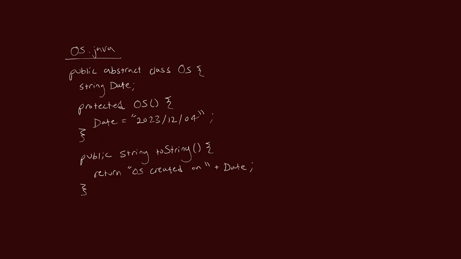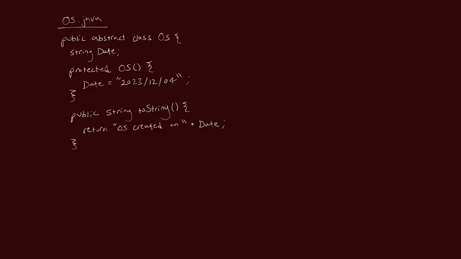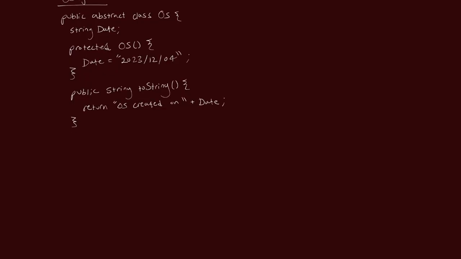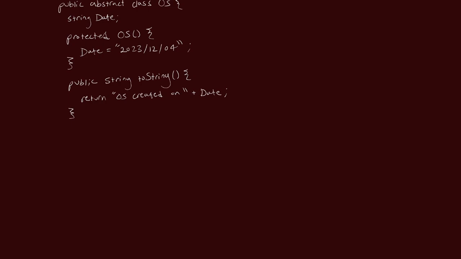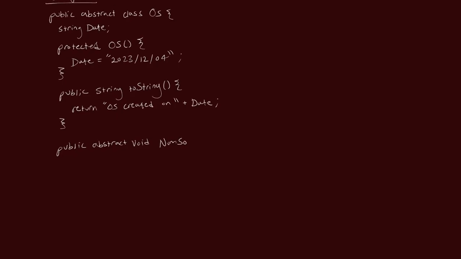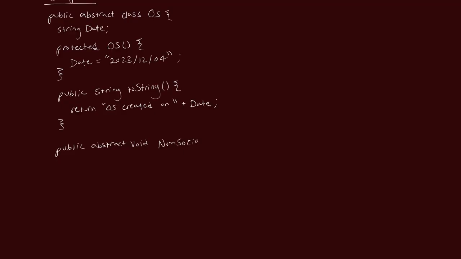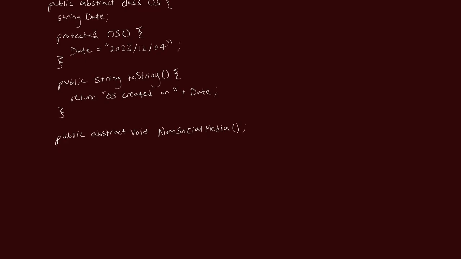Okay. Now, the next thing I'm going to do is create 3 abstract methods. Abstract methods don't have a body. So we'll do public abstract void, and we'll call this numSocialMedia. So how many social media apps does this operating system have? Okay, so that's an abstract method. See, we didn't do a body. So we'll just do it like that.